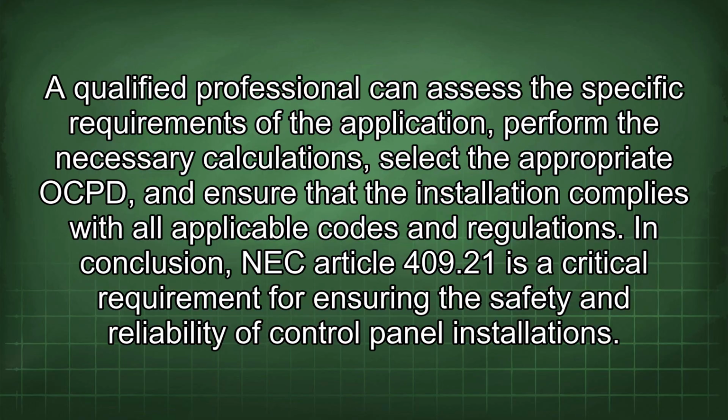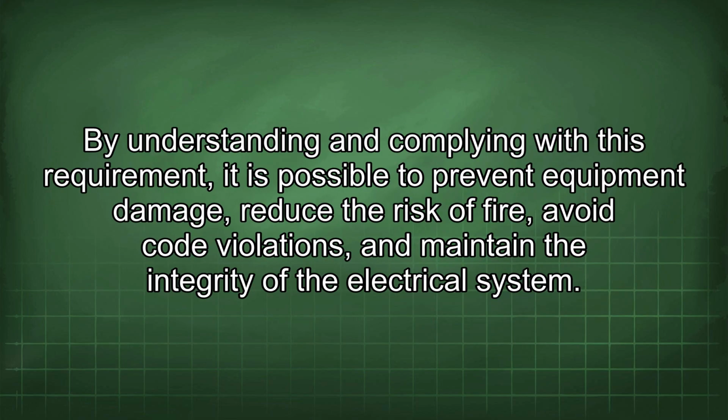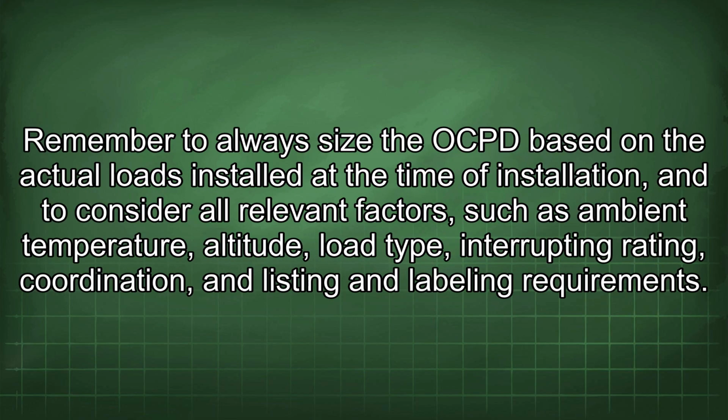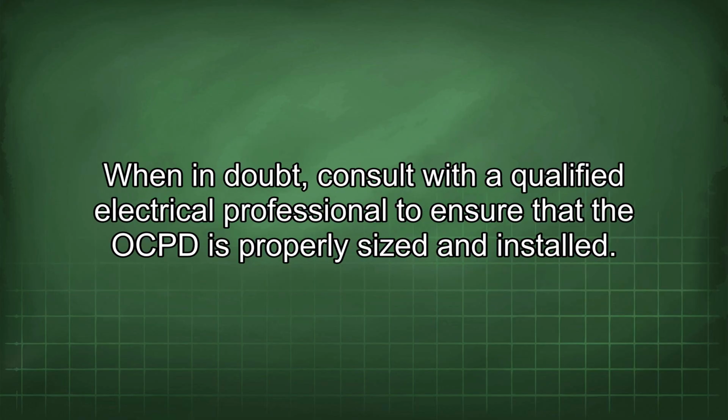In conclusion, NEC Article 409.21 is a critical requirement for ensuring the safety and reliability of control panel installations. By understanding and complying with this requirement, it is possible to prevent equipment damage, reduce the risk of fire, avoid code violations, and maintain the integrity of the electrical system. Remember to always size the OCPD based on the actual loads installed at the time of installation, and to consider all relevant factors such as ambient temperature, altitude, load type, interrupting rating, coordination, and listing and labeling requirements. When in doubt, consult with a qualified electrical professional to ensure that the OCPD is properly sized and installed.